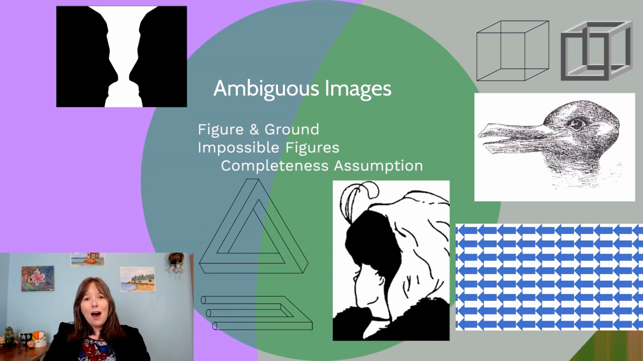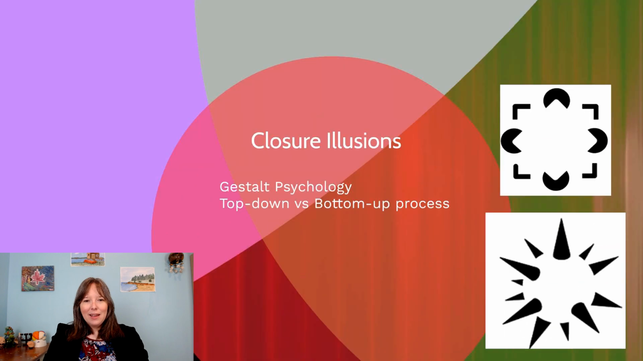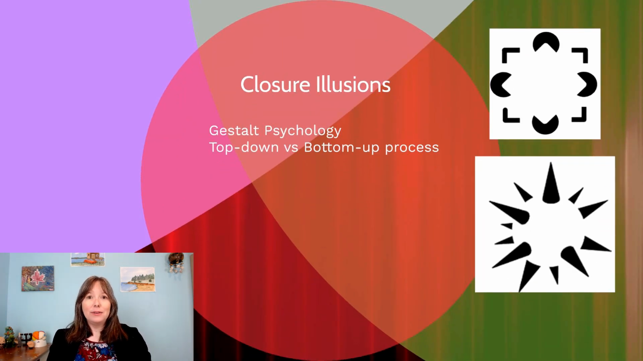So because of these ambiguous figures, we have to pay attention to what we make the figure and what we make the ground. When we try to pay attention to the whole, we realize it's pretty nonsensical. Another type of illusion is a closure illusion. These were most famously understood by Gestalt psychologists. And so I just have two to give a brief example.